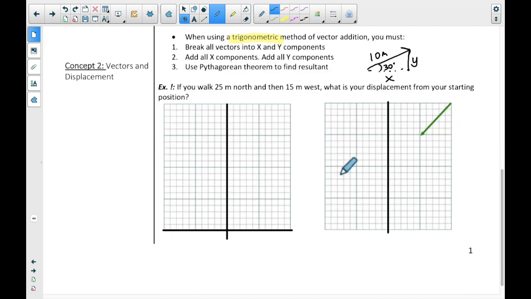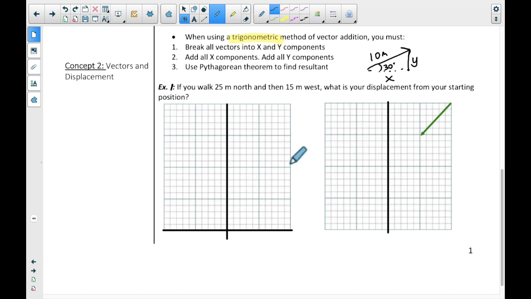And so down here I have some space that we're going to set up some examples. This is example number 1, not example exclamation mark. So we're going to put example number 1 over here. Example number 2 is printed on the other side, but the graph paper is over here. So we're going to have to do some flipping back and forth if we have to. Okay, if you walk 25 meters north and then 15 meters west, what is your displacement from your starting position?